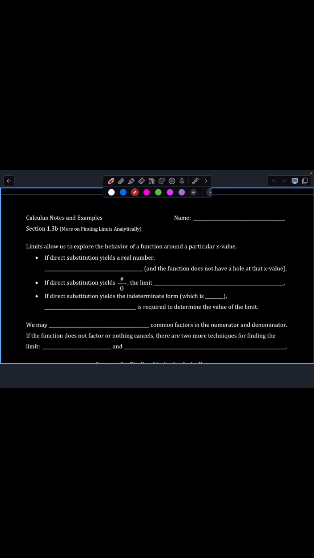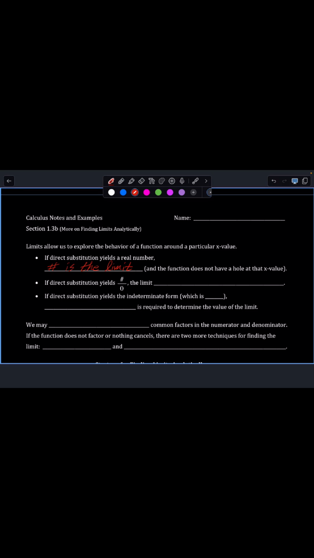We've been talking about that since day one, right? If the direct substitution yields a number, then the number is the limit. You remember when we were talking about that, guys? So the number is the limit. And the function does not have a hole at that x value.